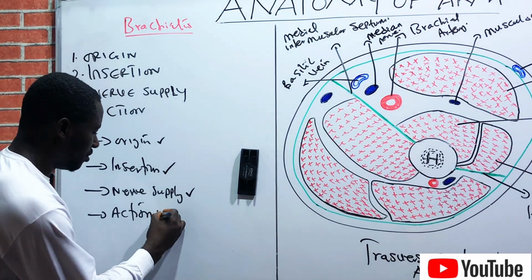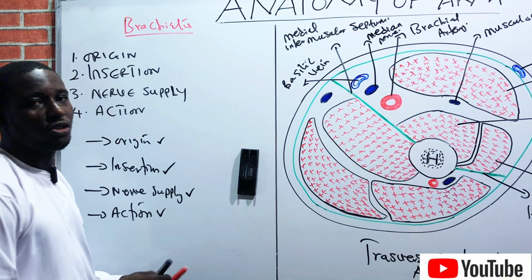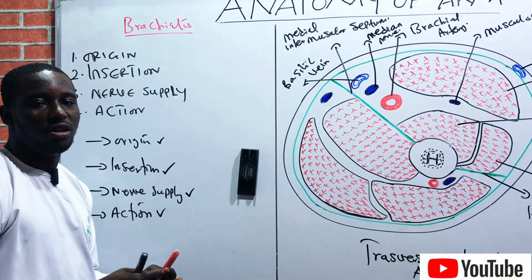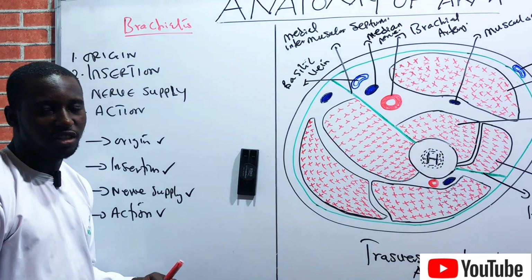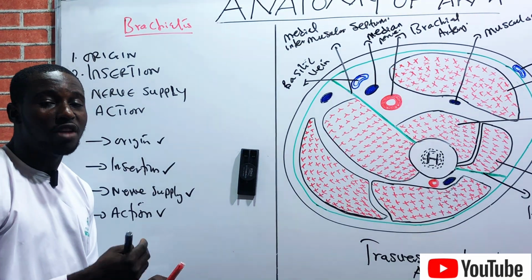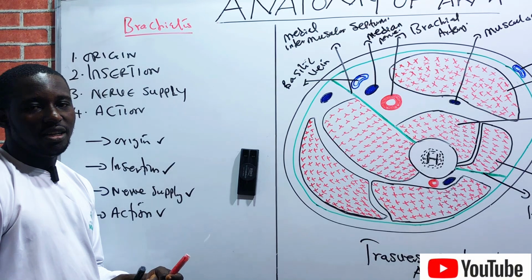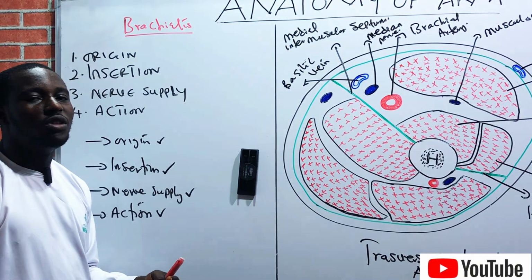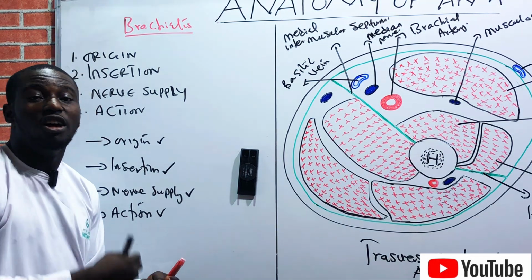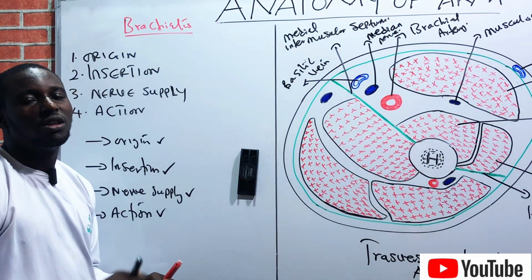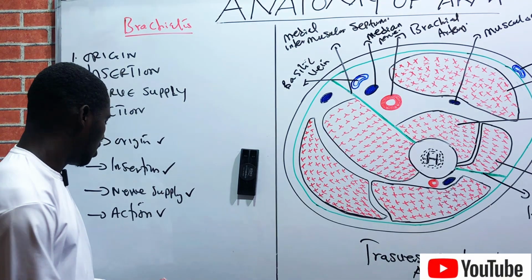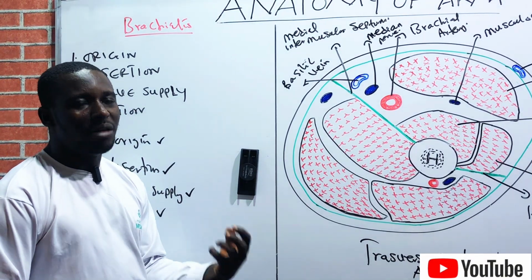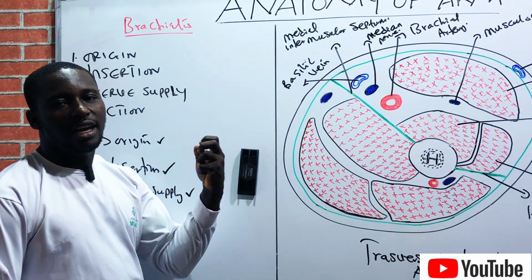Okay. The action. The brachialis muscle is known as an untiring strong flexor of the elbow joint. Hence, it is known as the workhorse of the elbow joint. So that is why it is called the workhorse of the elbow joint, because it is the untiring strong flexor of the what? Elbow joint. So that is all about the musculature of the anterior compartment of the arm.